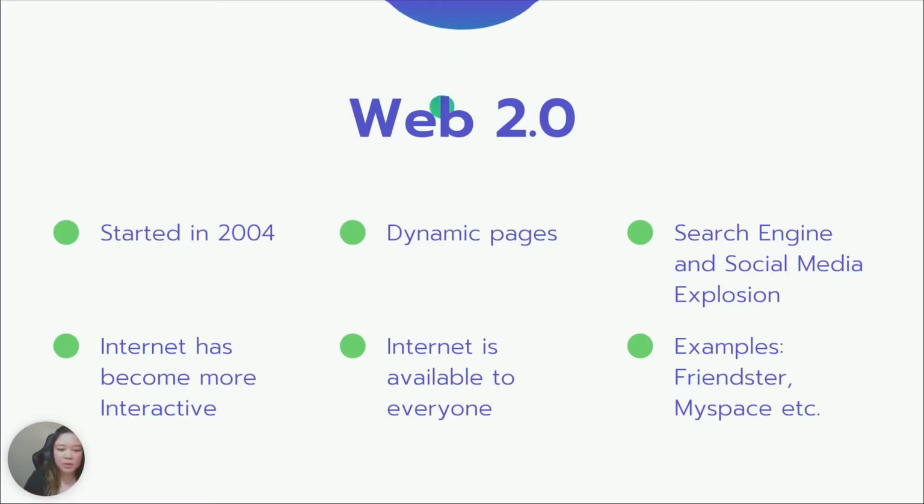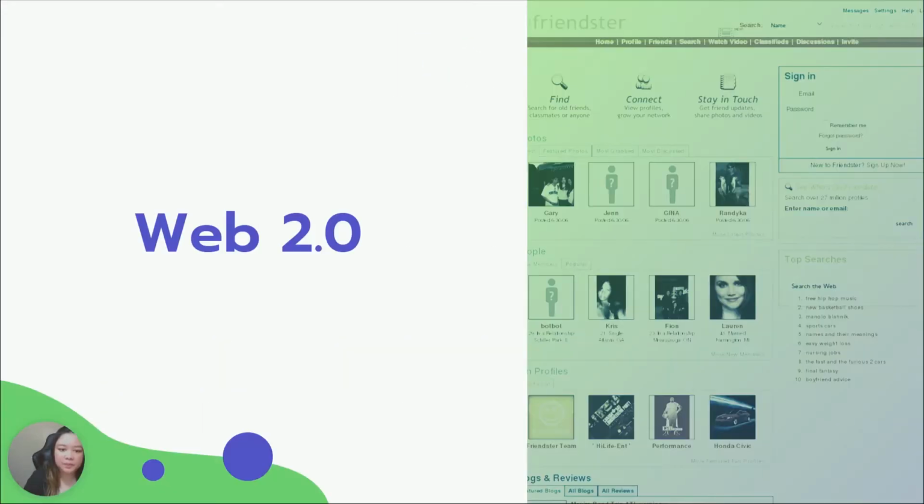Next, Web 2.0. It started in 2004 and the internet has become more interactive. It has dynamic pages and the internet is available to everyone. Search engine and social media explosion. Examples are Friendster and MySpace. So here's an example of a user interface of Friendster during the generation of Web 2.0.